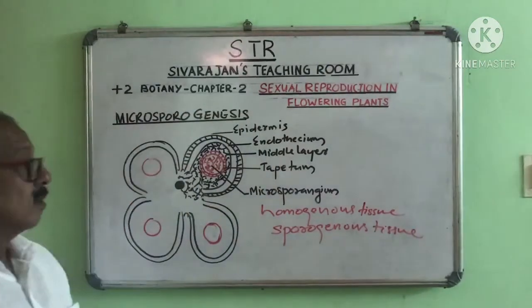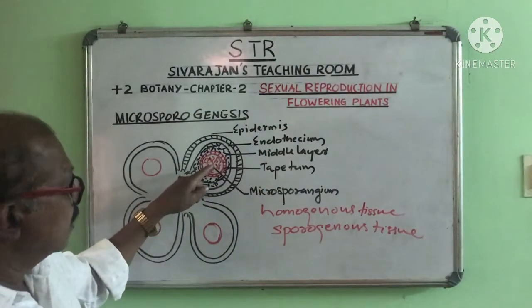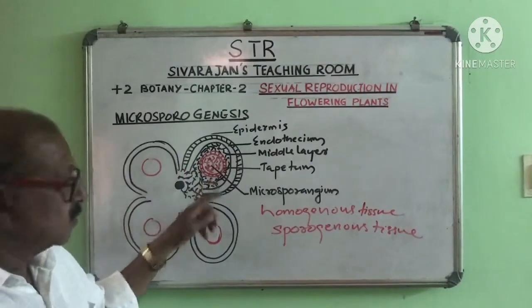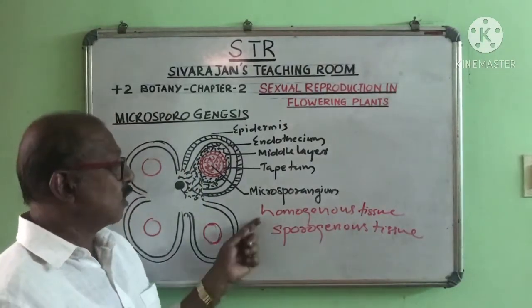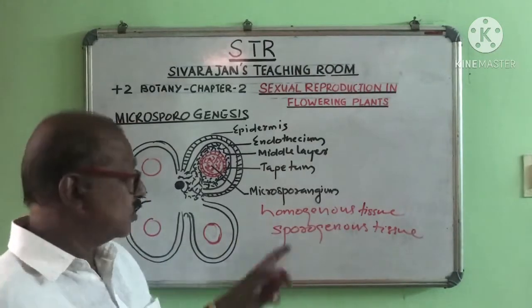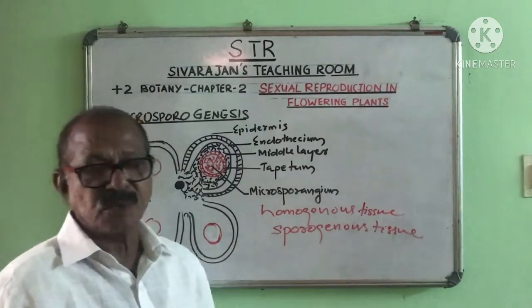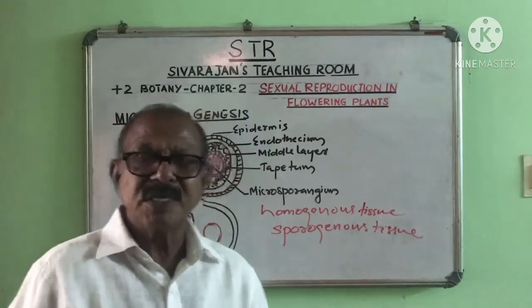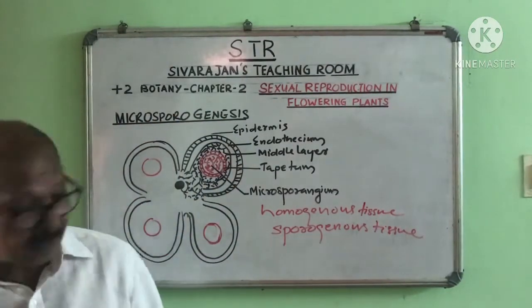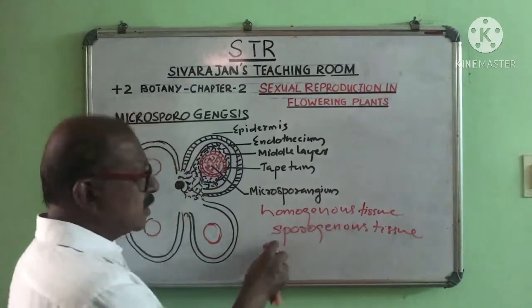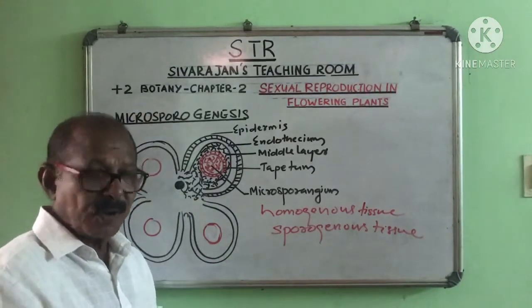So there is a tissue inside the microsporangium. The tissue is made up of the same type of cells, so it is a homogeneous tissue, and the tissue is called sporogenous tissue. It is called sporogenous tissue because it is from this tissue that the spores are produced. And the cells in the sporogenous tissue are diploid.